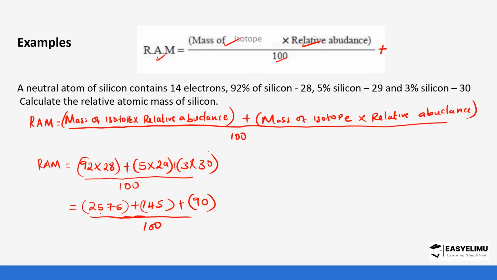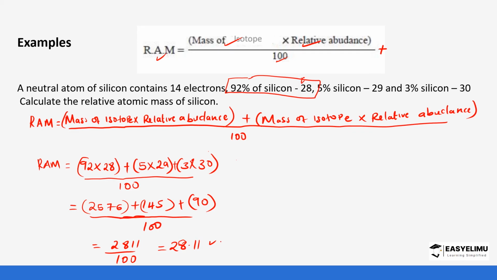So 2,576 plus 145 plus 90 will give us 2,811. If you divide this by 100, it will give us 28.11. So this is the relative atomic mass, and you can see it's close to the value that is most abundant, which is the silicon 28. You can see the mass is 28, so it is closer. So that's how you can confirm if your values are correct or not.